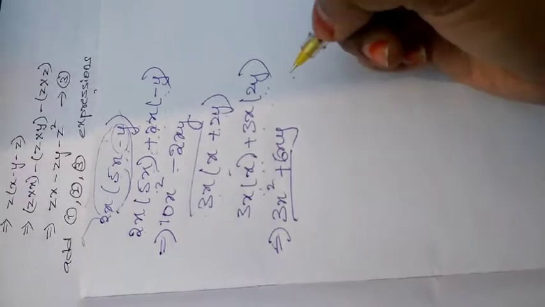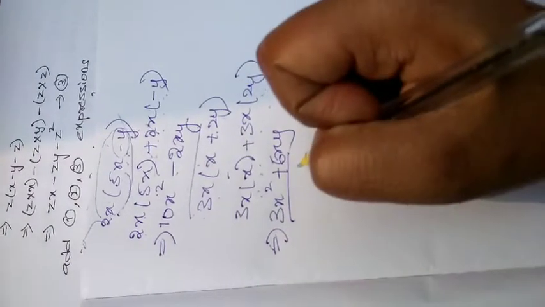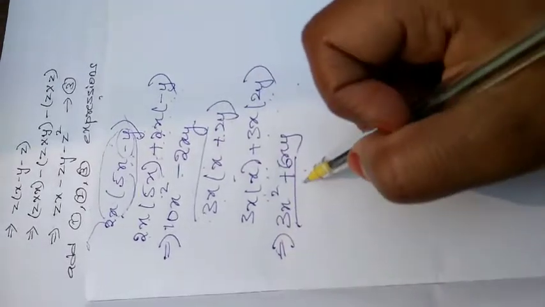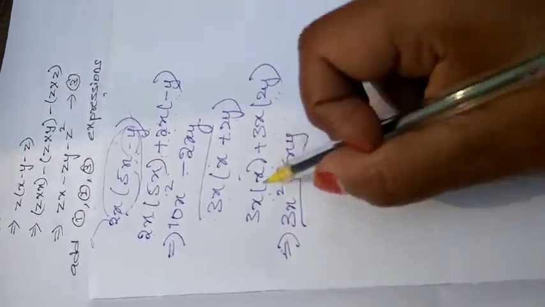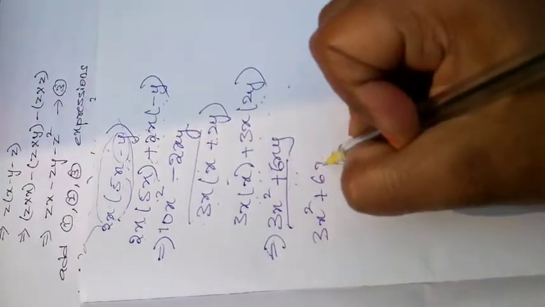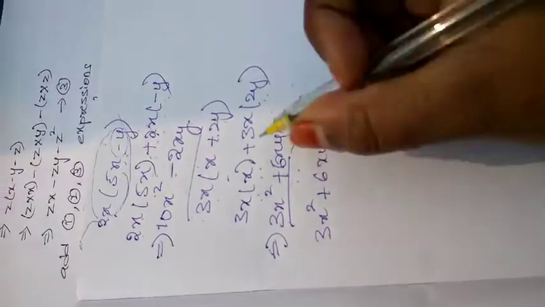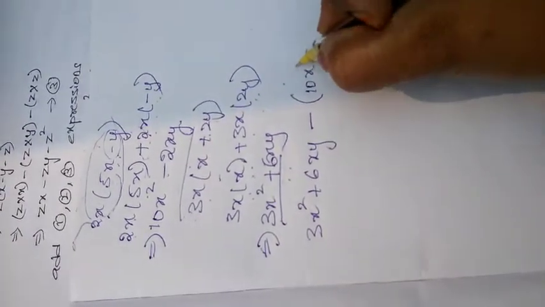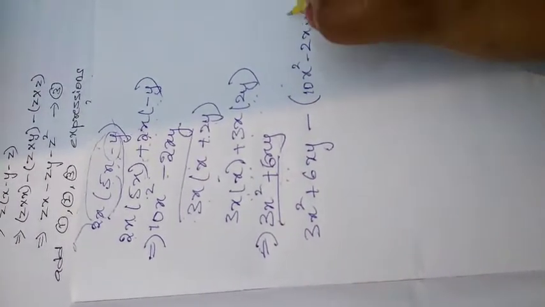Okay, subtract the first one from the second one, so whatever product is there after "from" should be written first. So 3x square plus 6xy minus, what is the first expression, 10x square minus 2xy.